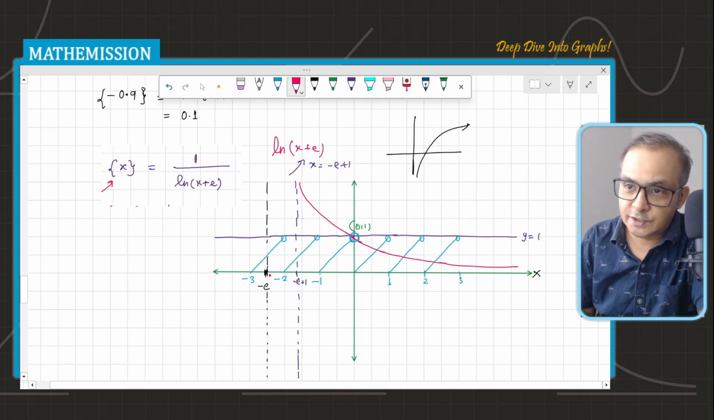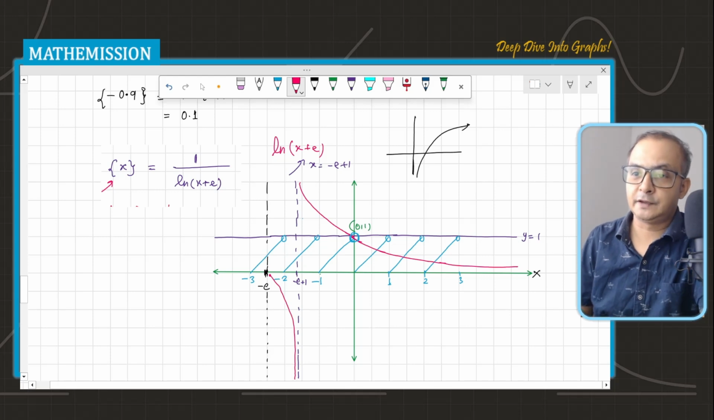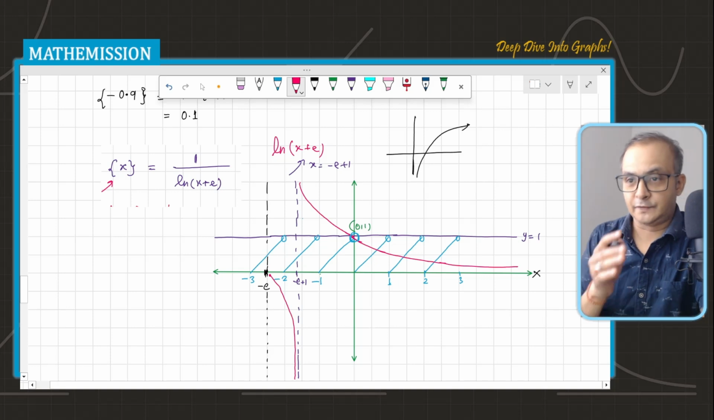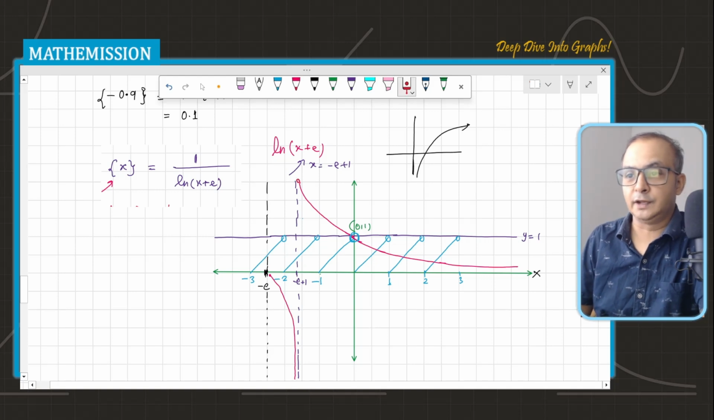So we'll start just ahead of it, and it will go like this, and it will approach negative infinity when I have minus e plus 1 from the left. But when I have minus e plus 1 from the right, it will again start from the positive direction. It will go like this. And so these are the intersection points that we can see here.